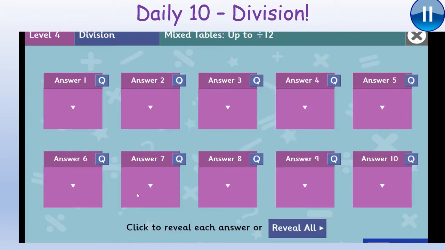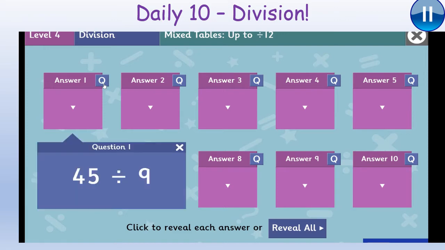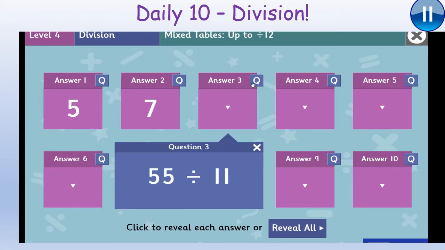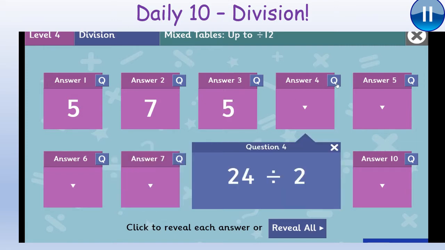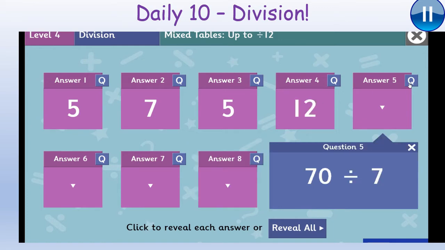Okay, let's see how you did. Remember to mark your work carefully using a coloured pen or pencil. 45 divided by 9. 5. 63 divided by 9. 7. 55 divided by 11. 5. 24 divided by 2. 12. 70 divided by 7. 10.